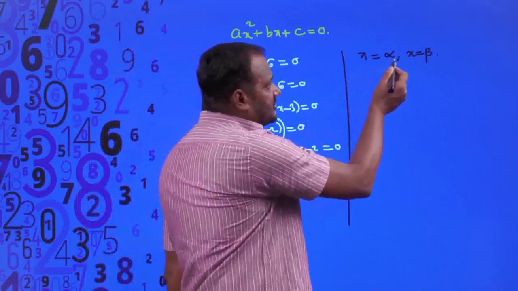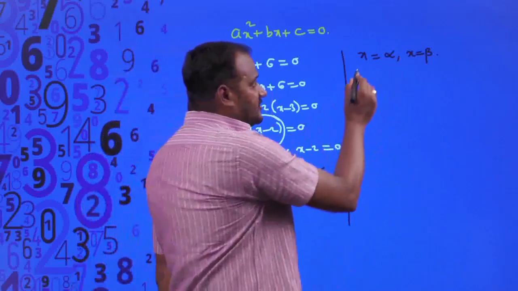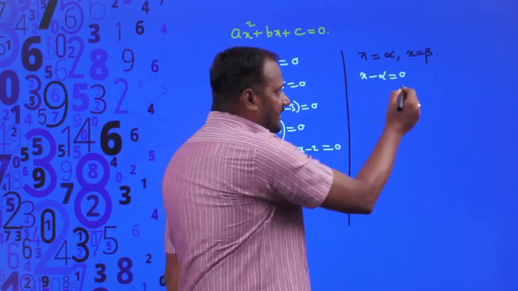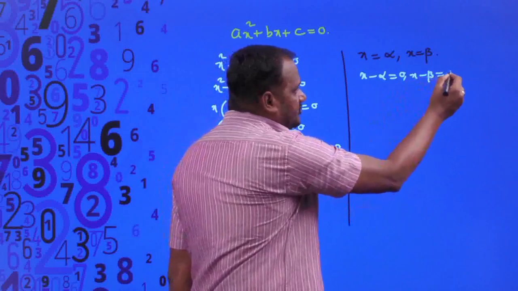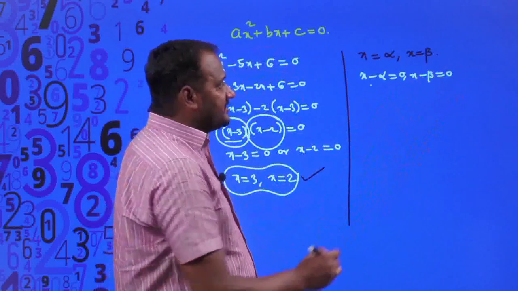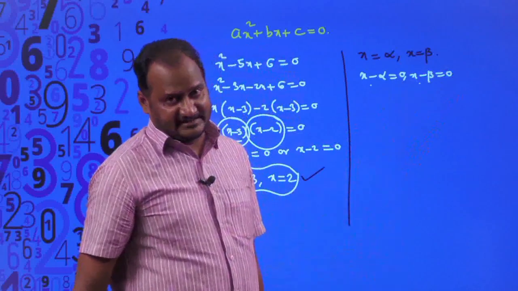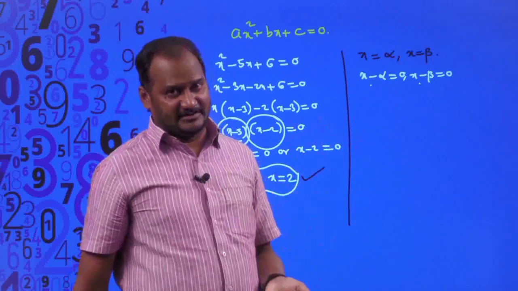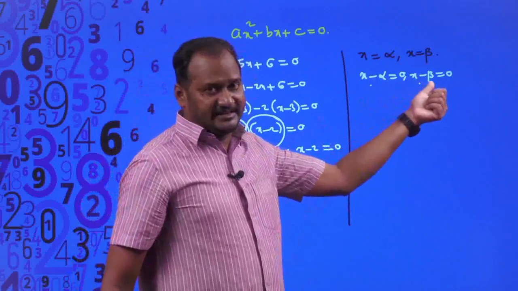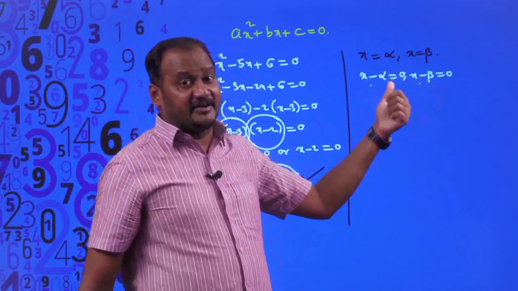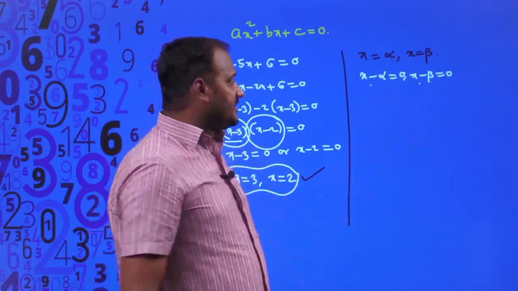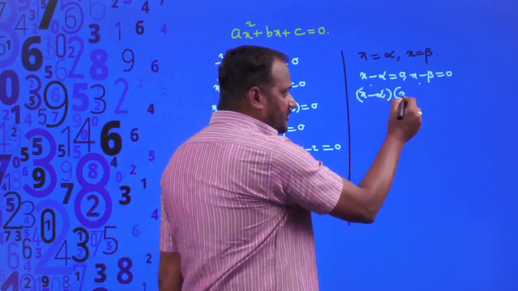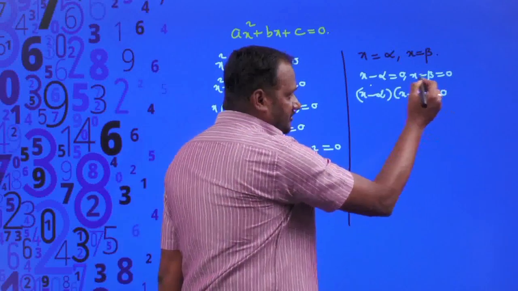We have two roots, x is equal to alpha and x is equal to beta. When x is equal to alpha is a root, can we say that x minus alpha is equal to 0? And similarly, x minus beta is equal to 0. So it means x minus alpha is one of the factors and x minus beta is another factor. When you have two factors, you will have to multiply both of them to get a second degree polynomial, because it is linear and it is linear. Linear into linear will become a quadratic polynomial equation. So when you multiply both of them, it is going to be x minus alpha into x minus beta, which is equal to 0.